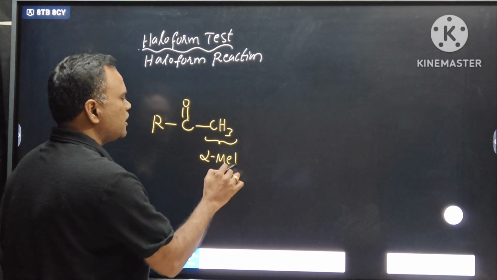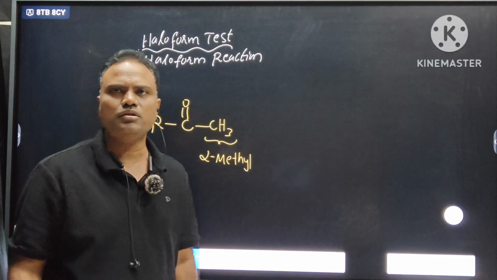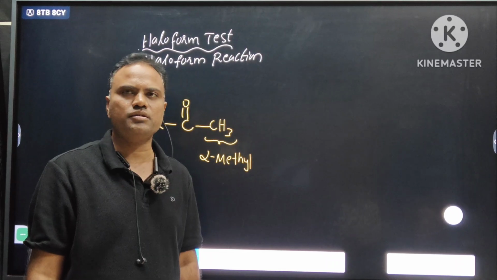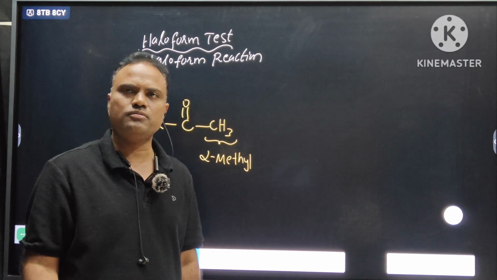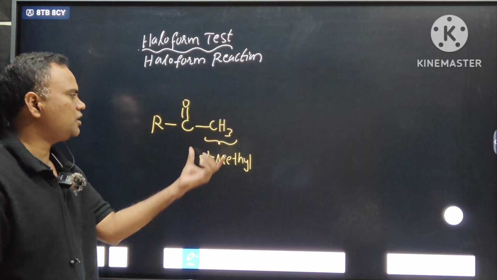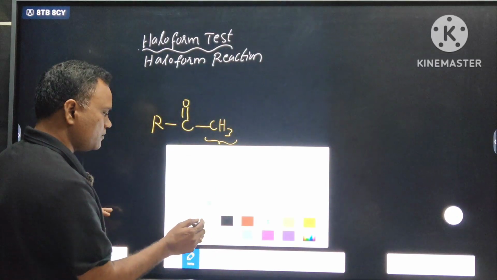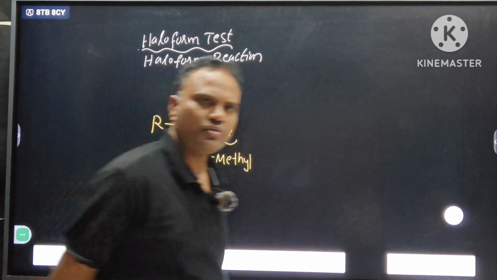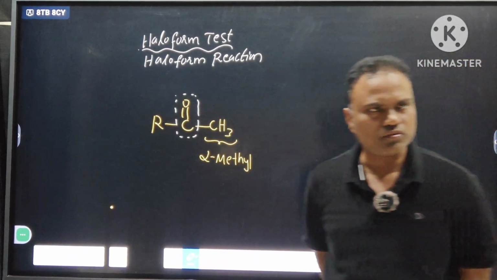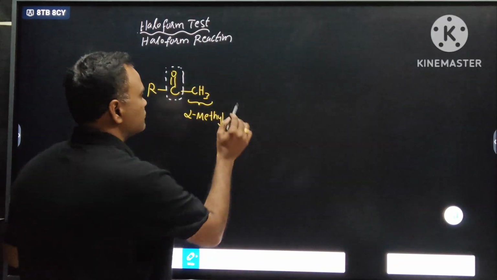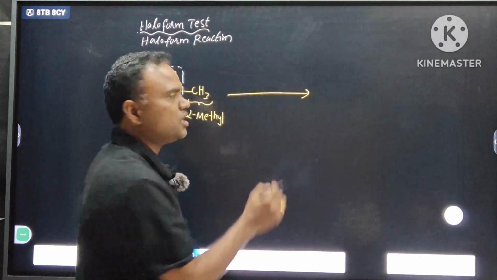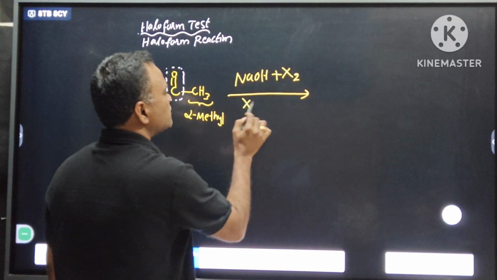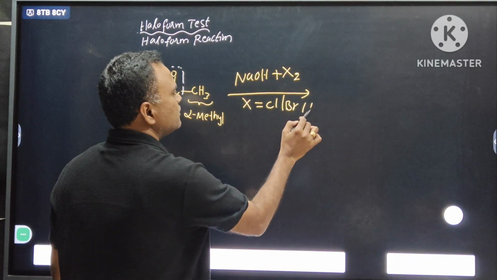Alpha methyl group. Regarding ketones, I thought you thought about alcohols. Correct only, no? That's why you give an answer like that. Regarding ketones, alpha methyl group: functional group C double bond O, alpha position having methyl group. Reagent of haloform reaction: NaOH, sodium hydroxide plus X2, where X is equal to chlorine, bromine and iodine.